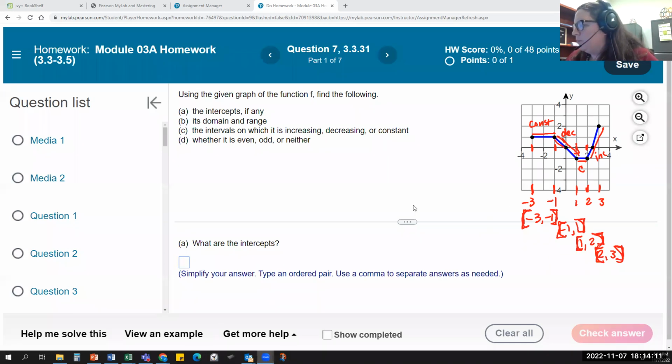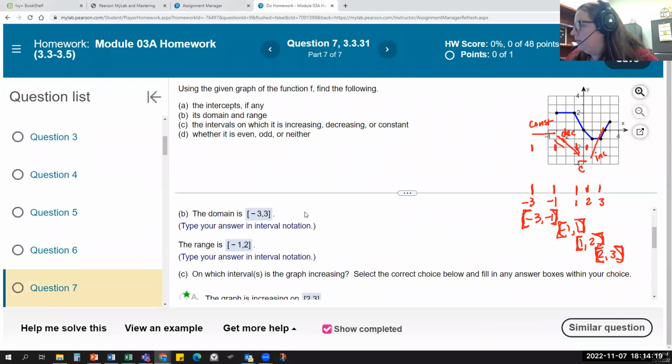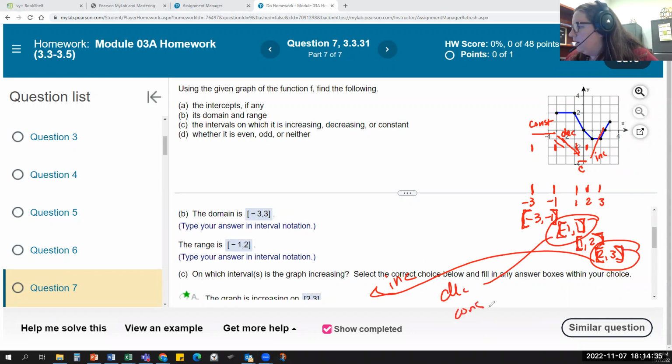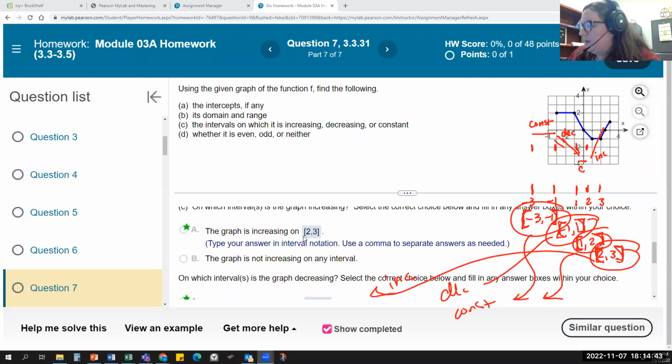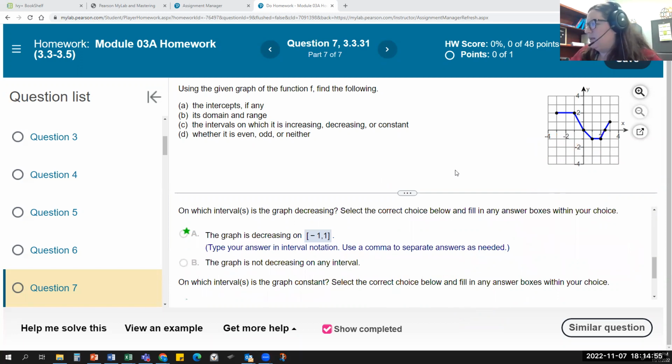Then you would just put those into the right pieces. The 2, 3 would go on the increasing. The -1, 1 would go to decreasing. And then the constant gets the -3, -1, and the 1, 2. You see those entered here with the square brackets, with a comma between the two pieces where there was more than one. So that's how I recommend thinking through the increasing, decreasing, and constant. Think left to right, break down what the graph is doing, and then sort them into the increasing, decreasing, and constant.